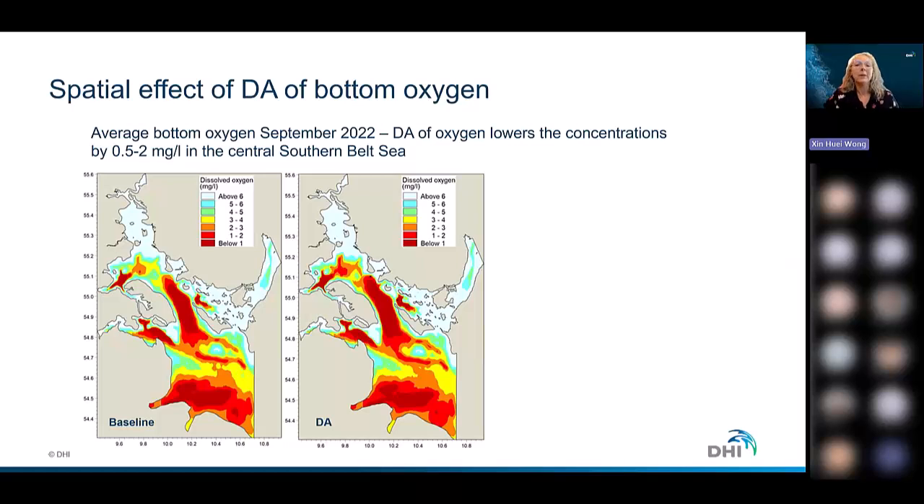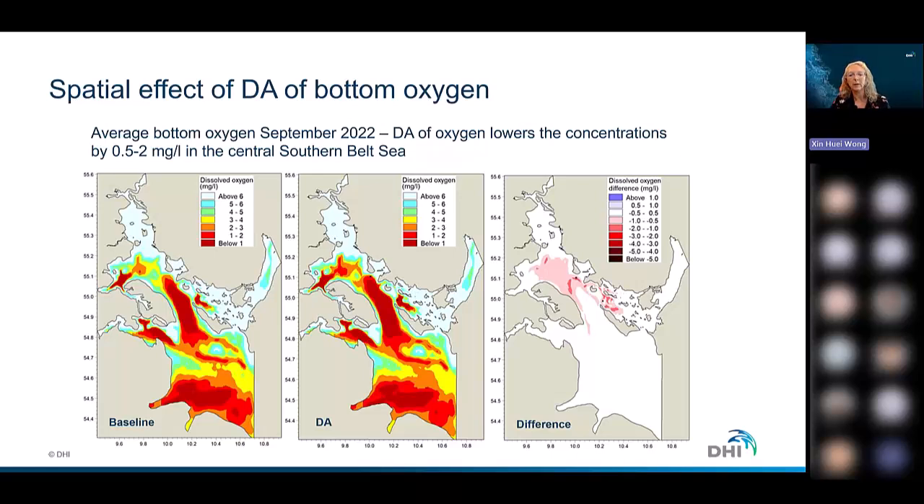Before, we just looked at data assimilation at a single station, and here we'll have a look at the spatial extent of the effect of the data assimilation. The figure to the left is average bottom oxygen for September in 2022, and the figure to the right is the same for the data assimilated model results. By eye, we see a clear difference, but estimating the difference shows a very clear lowering of the average oxygen concentrations of 0.5 to 2 milligrams per liter in the central open part of the southern Belt Sea, and likewise in the archipelago.